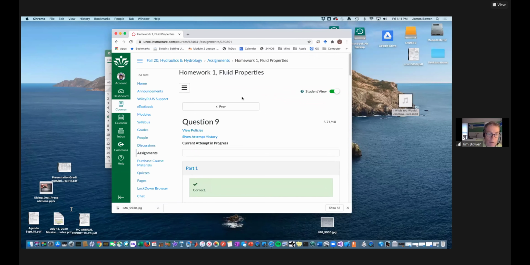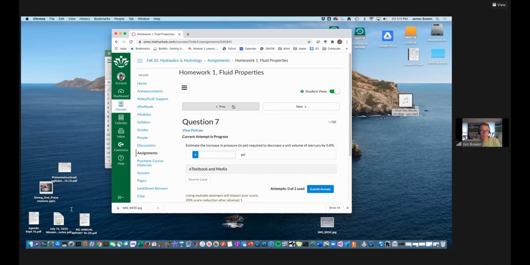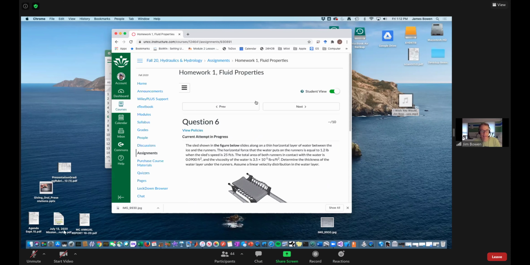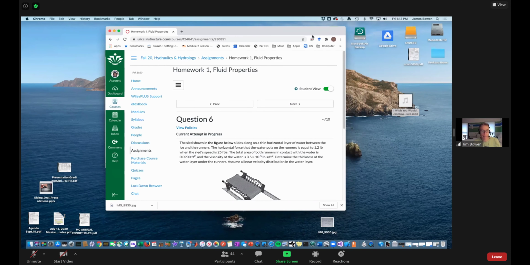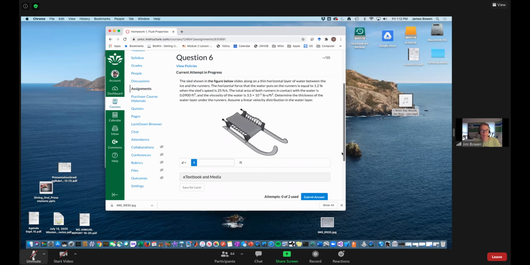Are there others that these last two are trouble? Are there others that are... This is a viscosity problem, I believe, is problem 6. Eight and 9. Okay.